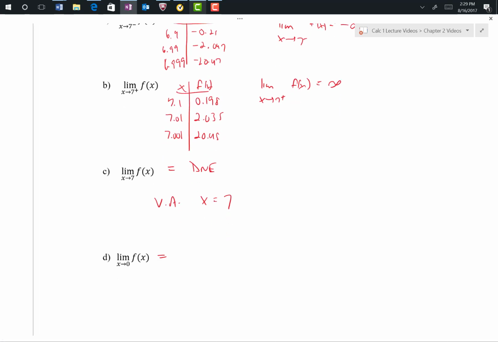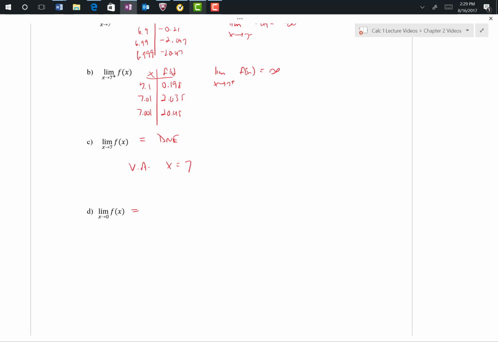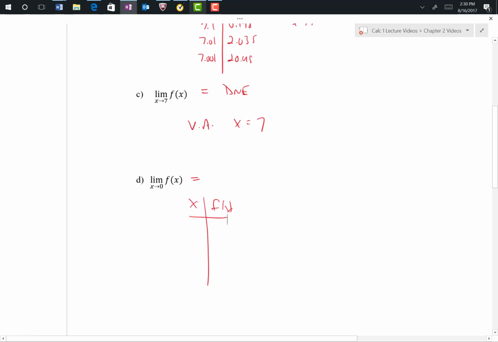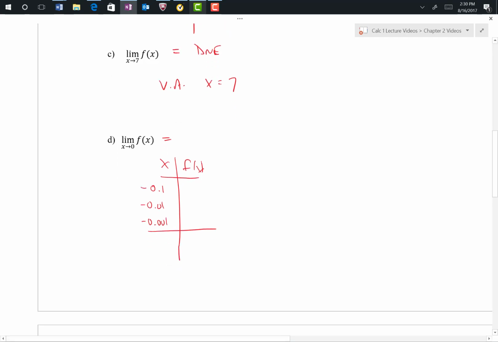Here we can just evaluate. Well, if we evaluate, we're going to get undefined. So let's see if it's the same on both sides. So I'm going to do a table, pick some values slightly less than 0 to the left and slightly greater to the right of 0. Okay, so it would be to the left and then to the right.